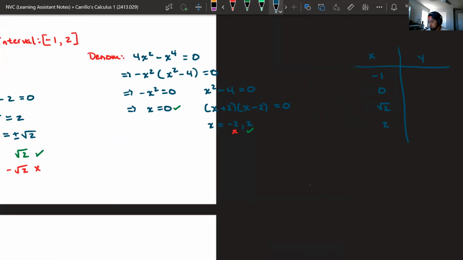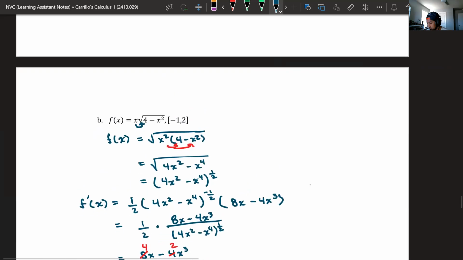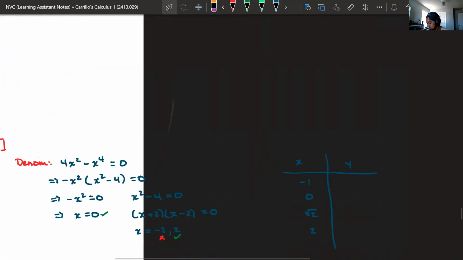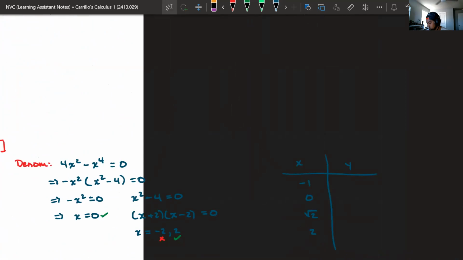Pulling out our handy dandy calculators. We're going to plug this into our original function, x times the square root of 4 minus x squared. Okay, so plugging in -1, I have negative 1.732. Plugging in 0, we have a 0. Plugging in the square root of 2, we get 2. And then plugging in 2, we get 0.